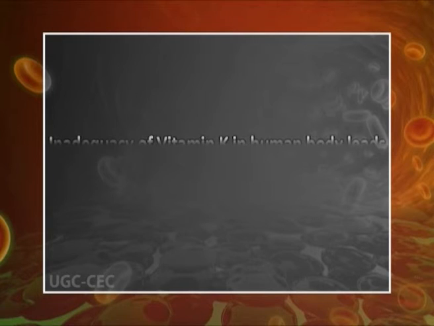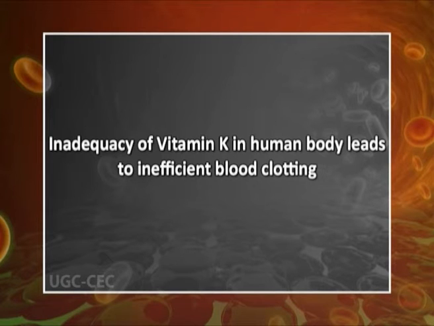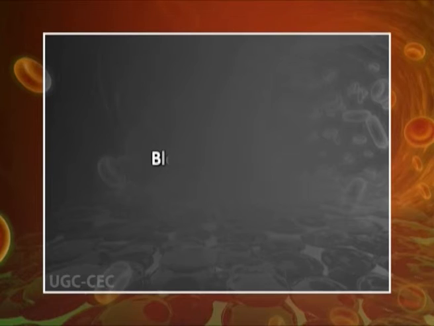Now, what is the role of vitamin K in blood clotting? Vitamin K is necessary for the synthesis of prothrombin in the liver. If vitamin K is inadequate in the diet or is not absorbed in the intestine, blood clotting becomes inefficient. This produces symptoms similar to those of hemophilia.